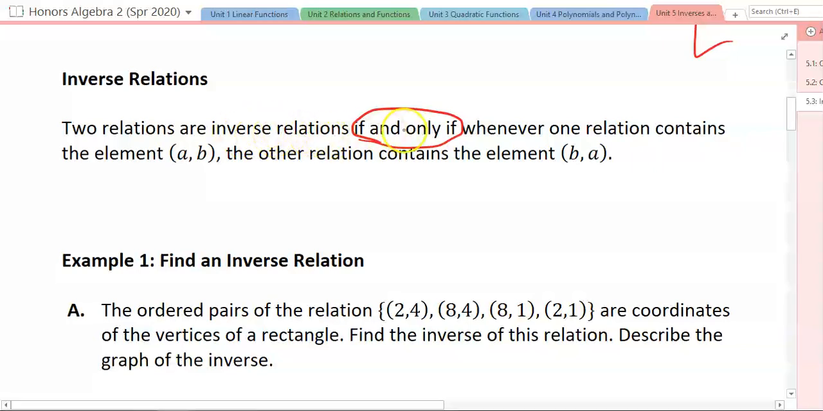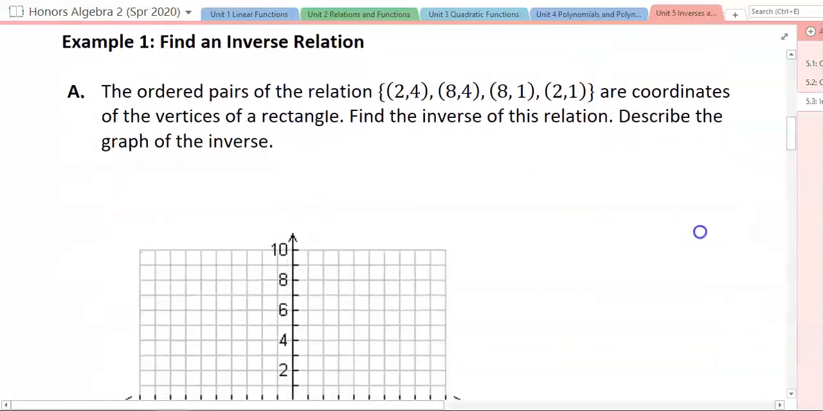So two relations are inverse functions if and only if whenever one relation contains the element (a, b), the other relation contains the element (b, a). So we see that the ordered pairs are going to flip. The x becomes the y and the y becomes the x. Let's talk about this with this first example here. The ordered pairs of the relation (2, 4), (8, 4), (8, 1), and (2, 1) are coordinates of the vertices of a rectangle. Find the inverse of the relation and describe the graph of the inverse.